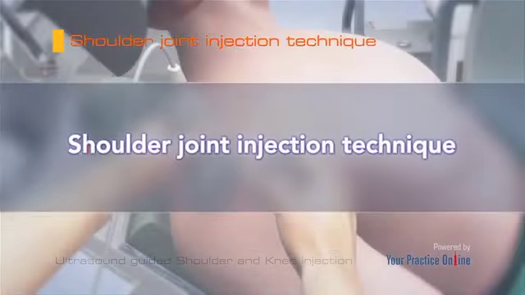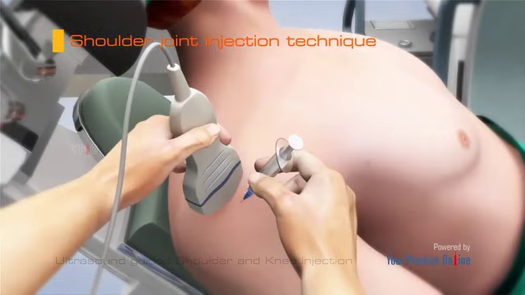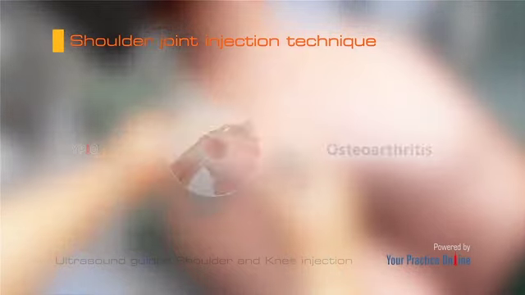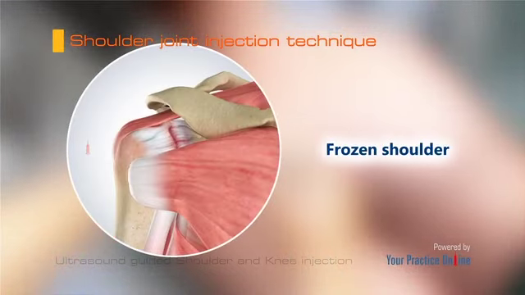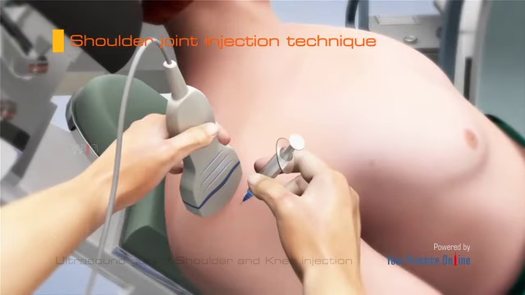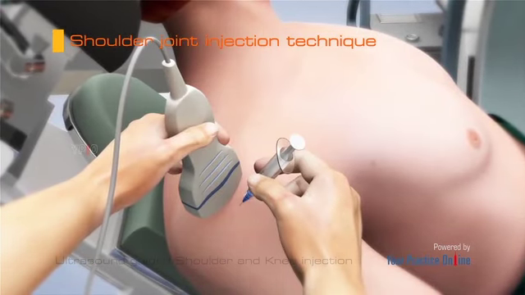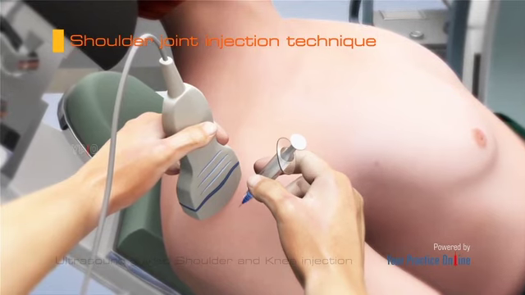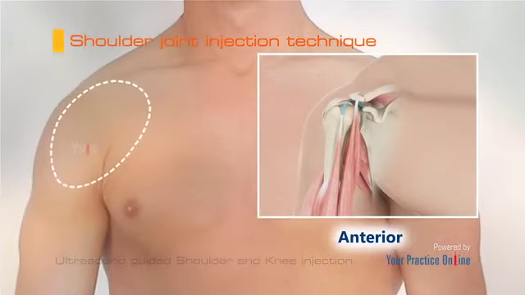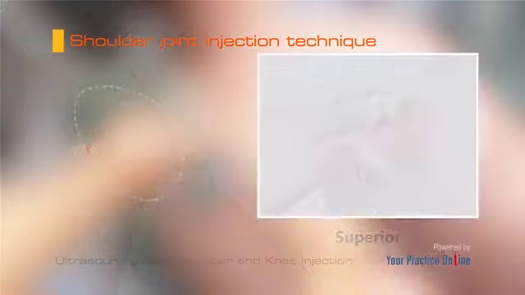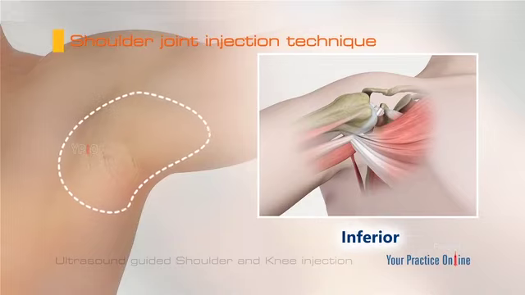Shoulder joint injection technique. Shoulder joint injections are commonly used for certain conditions such as osteoarthritis, frozen shoulder, or tendinitis. The administration of the injection to the shoulder joint depends upon the condition to be treated. The approach for application of the injection may be anterior, posterior, superior, or inferior aspect of the joint.